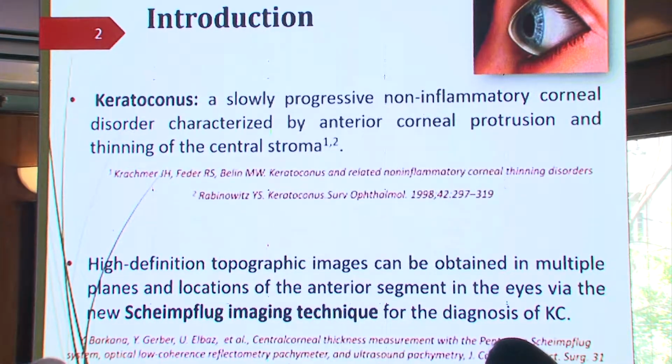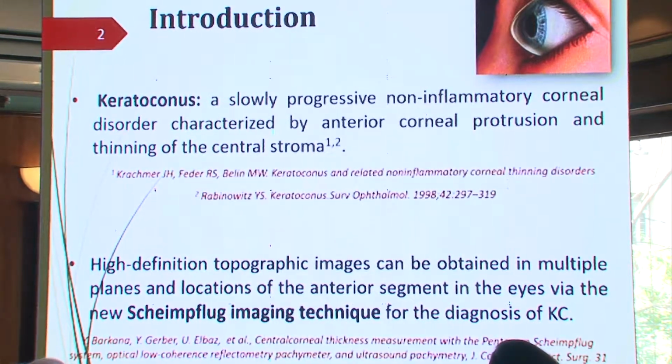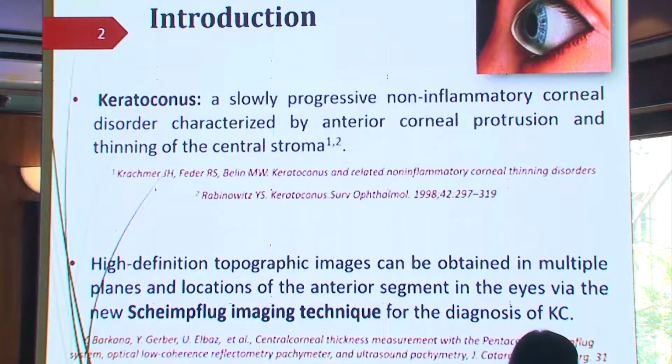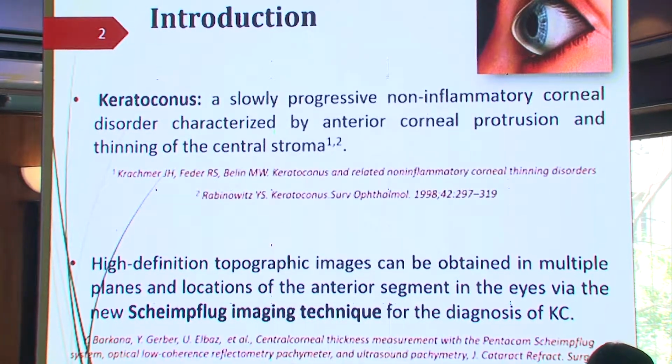Now, let's begin with the introduction. Keratoconus, as we all know, is a slowly progressive non-inflammatory corneal disorder characterized by anterior corneal protrusion and thinning of the central stroma. As shown in the figure, there is anterior corneal protrusion and thinning of the central stroma, which is characteristic of keratoconus. High order aberrations and topographic images can be obtained in multiple planes and locations of the anterior segment in eyes via the new SIMFLOG imaging technique for the diagnosis of keratoconus.